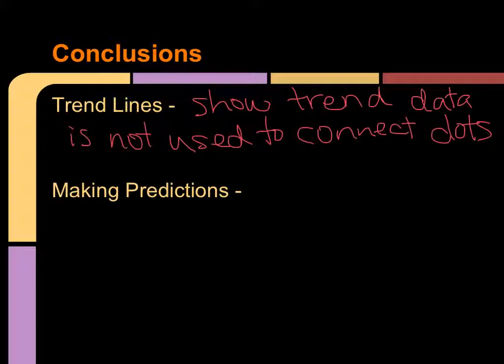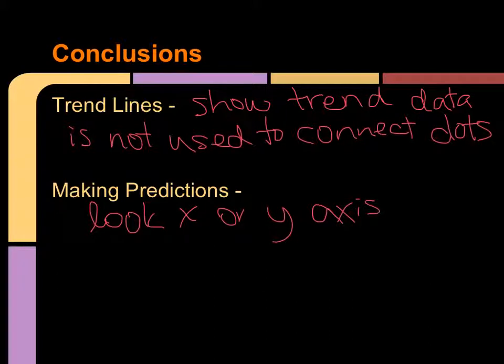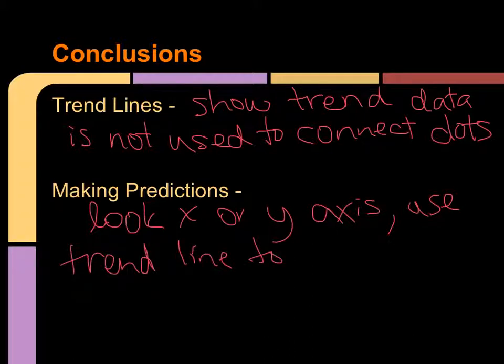We use our trend lines to make predictions, and we can look at the x or y axis. And when we look at the x or y axis, we use our trend line to help us predict for a given number. So we use our trend line to make predictions.